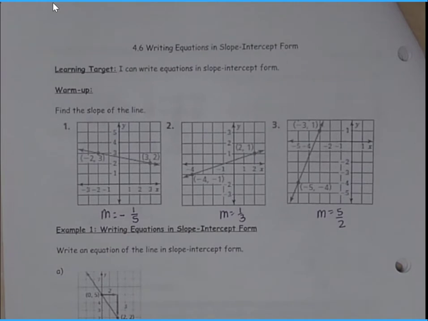All right, first one's a negative slope. We went down 1 over 5. And then for number 2, we went up 1 over 3 for a positive slope. And the same thing for 3, we have a positive slope. We went up 5 and over 2. So the slope is the change in y over the change in x.